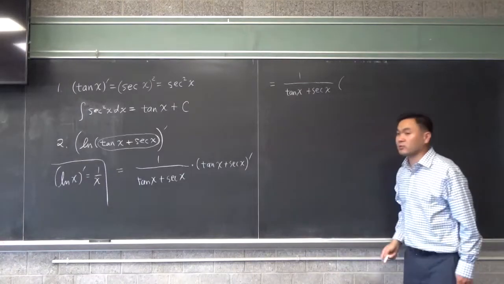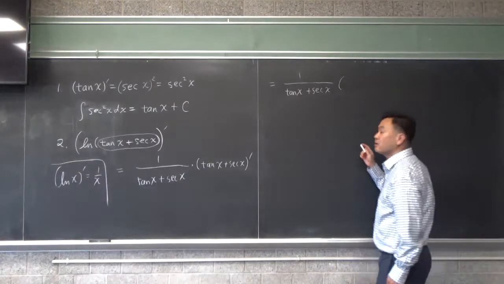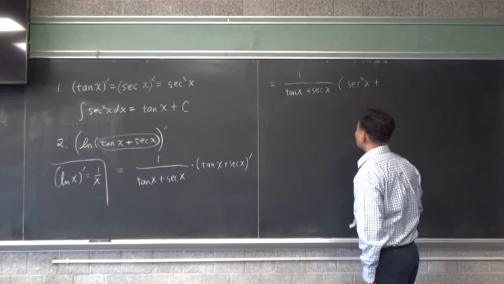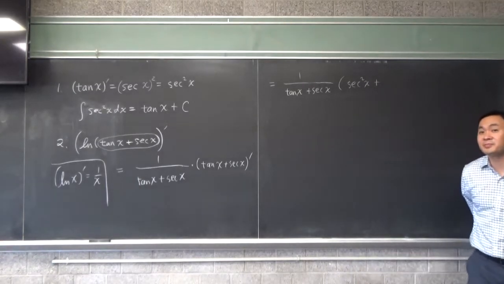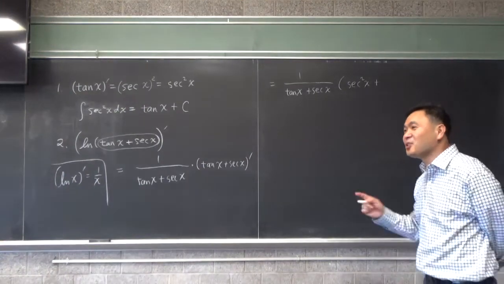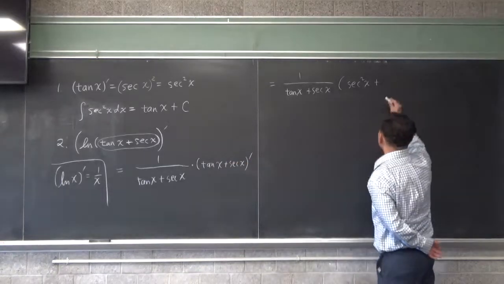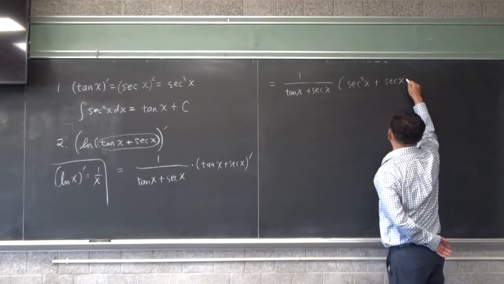What's the derivative of tangent x again? Secant squared. And then what's the derivative of secant x? Is it cosecant squared? No, it's not. It's totally unrelated. Secant x tan x. That's the one, the one that you said. Secant x, tangent x.